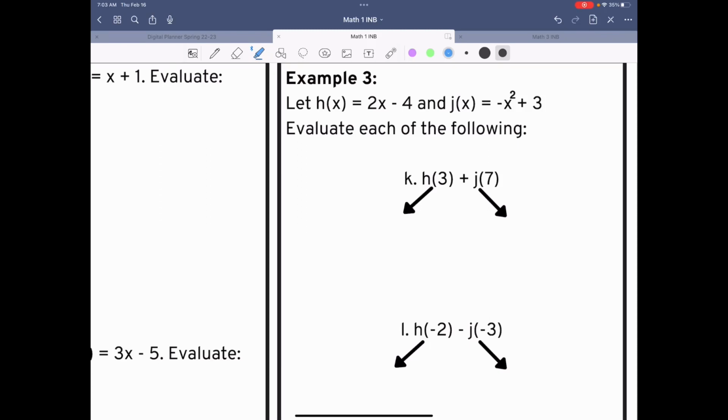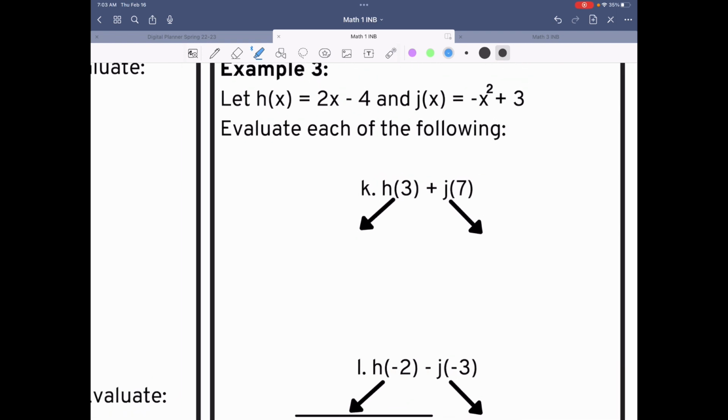Okay, in this particular set of examples, we're going to be looking at two functions that we're going to have to evaluate by plugging in the number. And then after that, you're going to have to add them together. So if I'm looking at the first part, I notice that I have an H and I have a J. Now, in this particular situation, I have my input for the H is going to be 3, and I have my input for J is going to be 7.